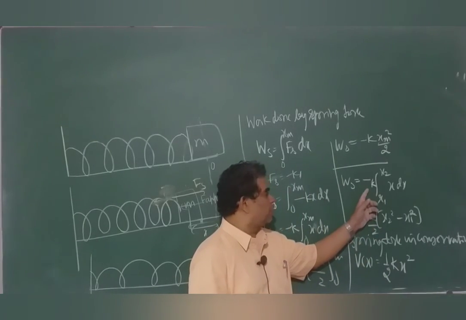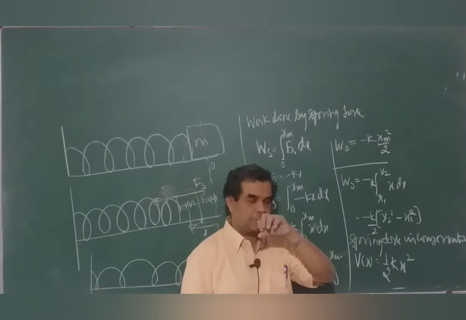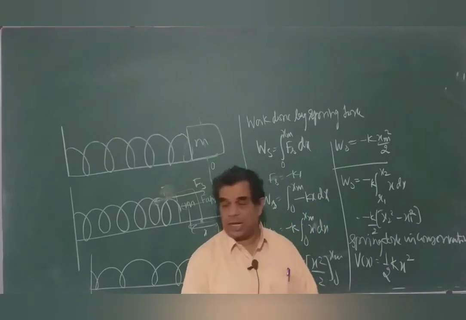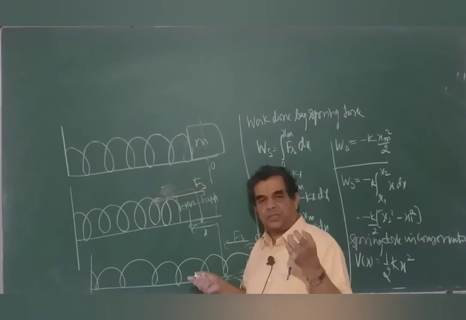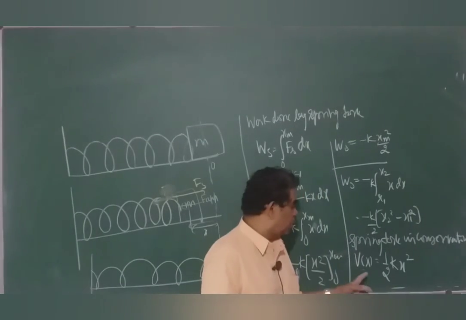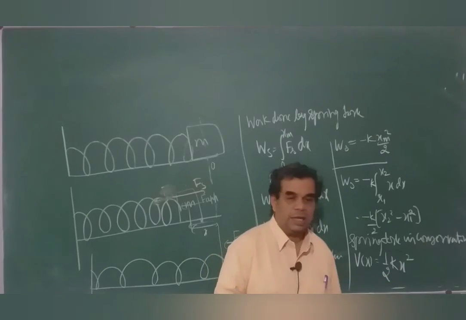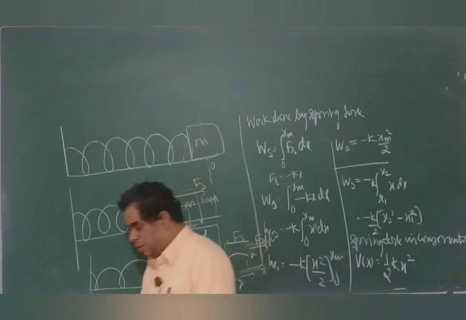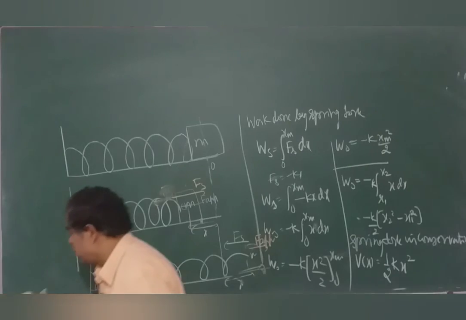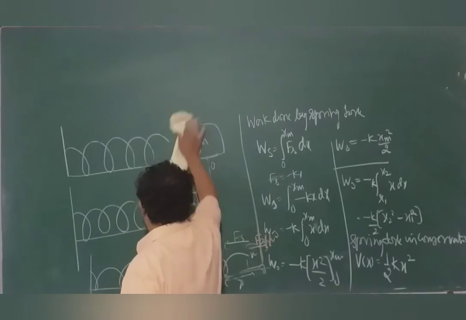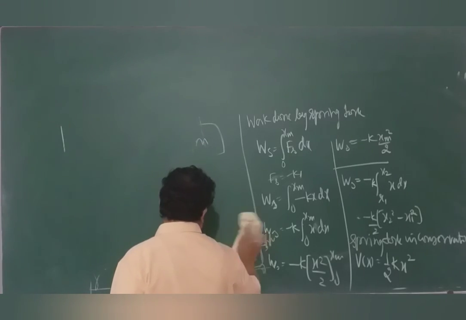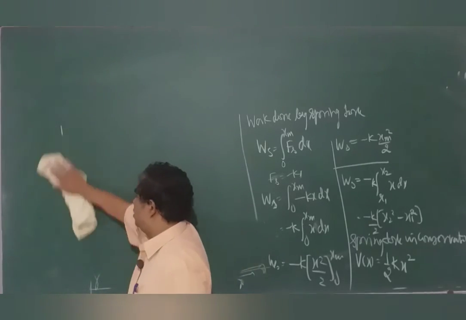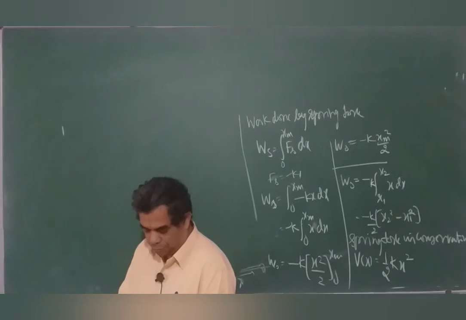Work done by the spring force is negative, so much energy is stored in the spring. Work done by us is positive, so much work is stored in the spring as potential energy that we define as half kx square. And this half kx square will give us again F equals minus kx, which is nothing but the definition of the spring force. That also shows it's a conservative force.